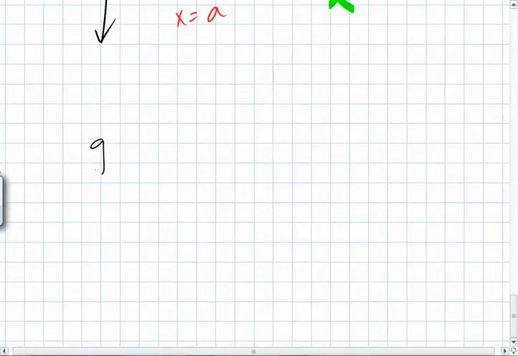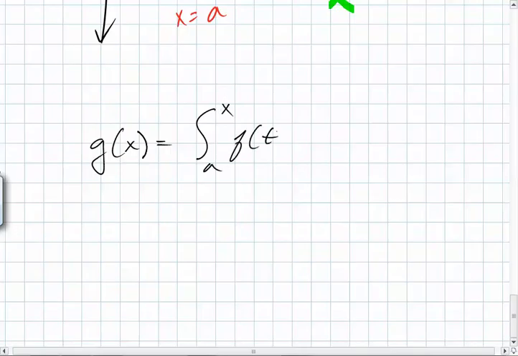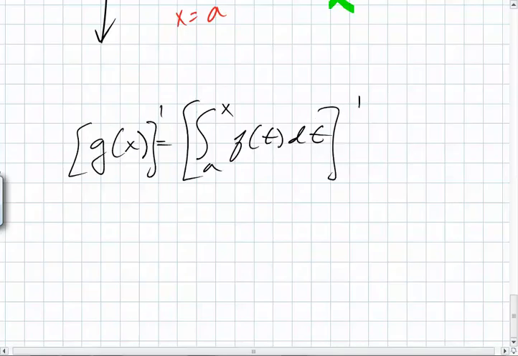Let's say g of x was equal to the integral from a to x of f of t dt. What this means is if you take the derivative of both sides, the derivative of g of x is g prime of x. What is this telling you? f of t is the boundary of the area. The derivative of g of x is going to be what? f of, not f of t, it's f of x.